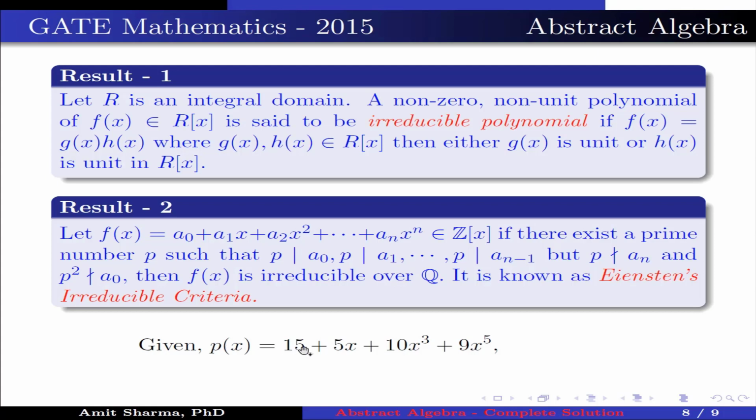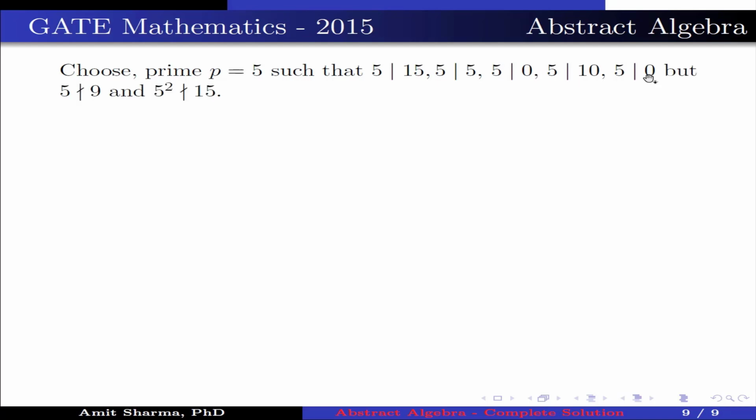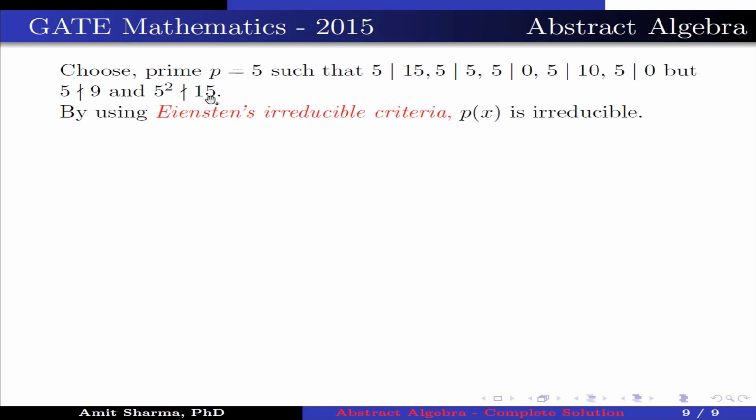Now given P(x) is 15 plus 5x plus 10x cube plus 9x to the power 5. Now completing the polynomial, we get P(x) is 15 plus 5x plus 0x square plus 10x cube plus 0x^4 plus 9x to the power 5. Choose prime p equal to 5 such that 5 divides 15, 5 divides 5, 5 divides 0, 5 divides 10 and 5 divides 0. But 5 does not divide 9 and 5 square does not divide 15. Then by using Eisenstein's irreducibility criterion, P(x) is irreducible.